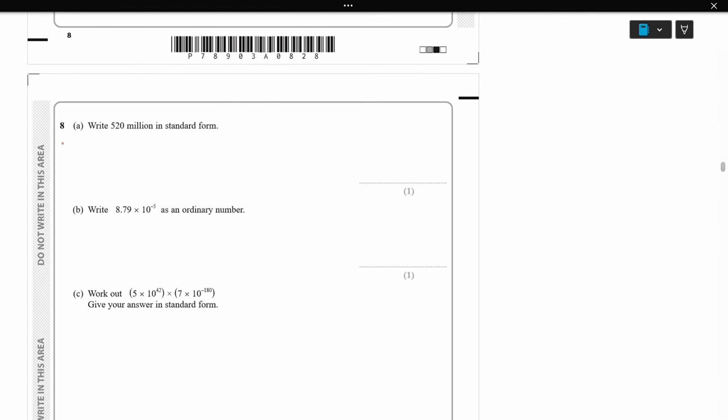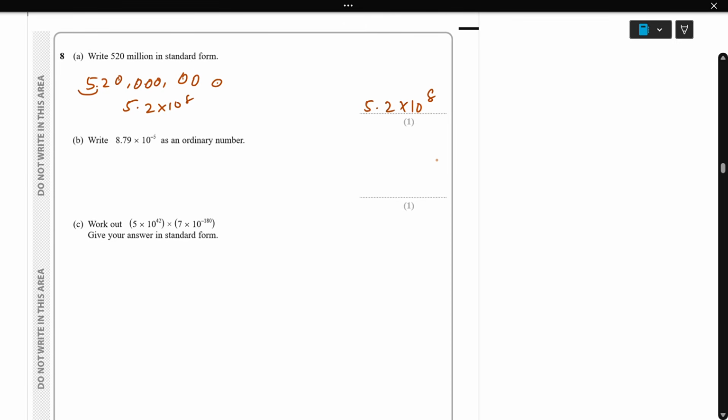The next question: 520 million in standard form. 520 million is 520,000,000. For standard form, we put one digit before the decimal place. So count 1, 2, 3, 4, 5, 6, 7, 8. So 8 places. So 5.2 times 10 power 8. 5.2 times 10 power 8.